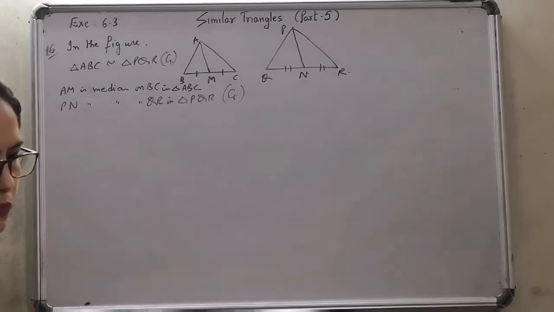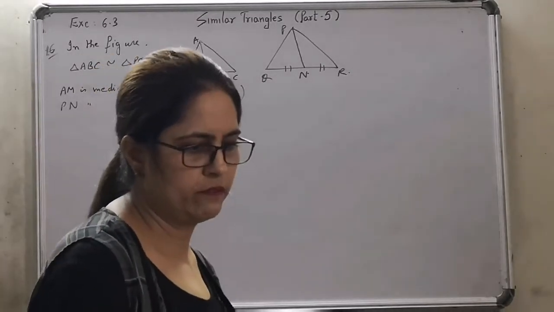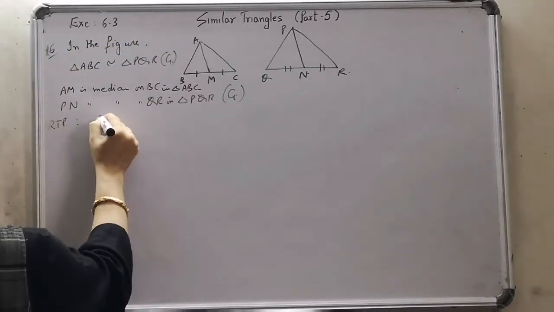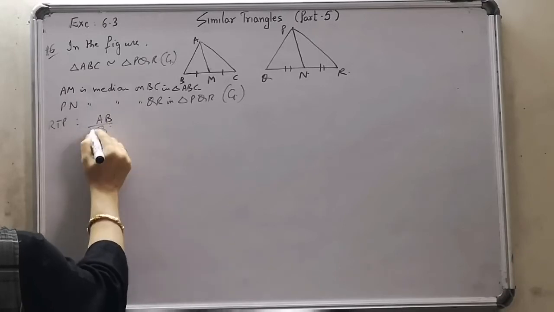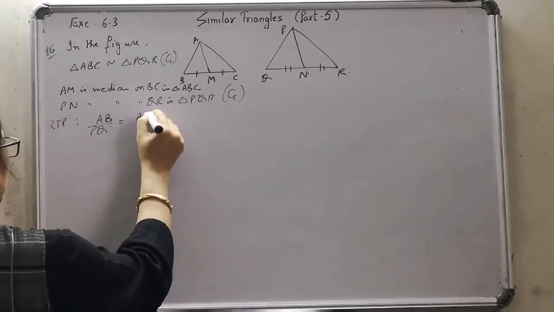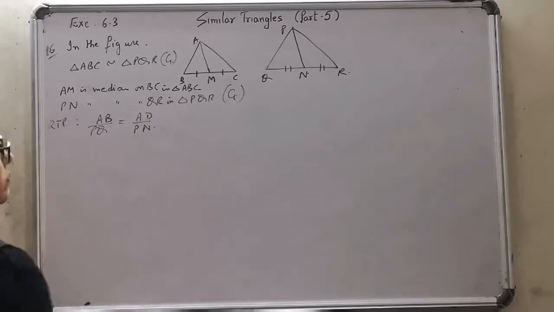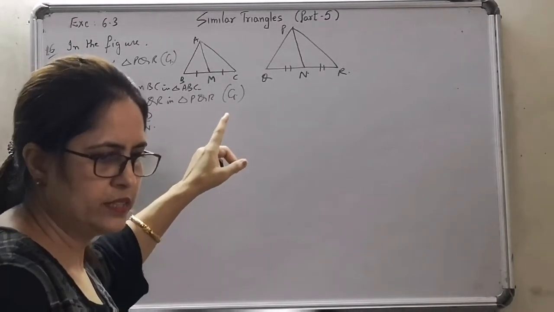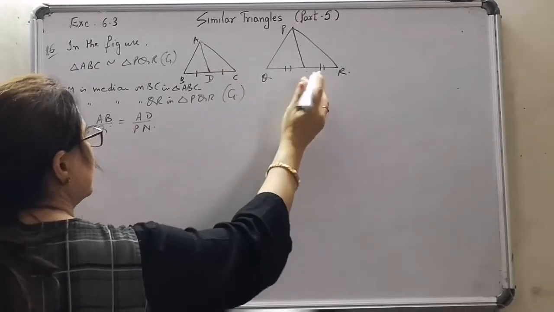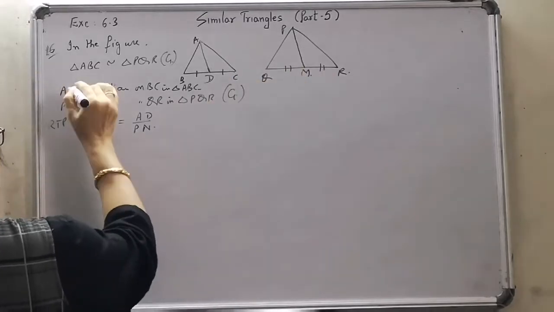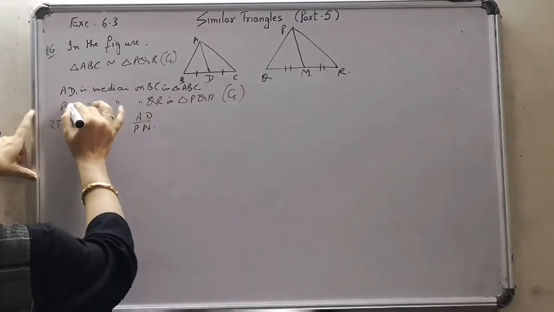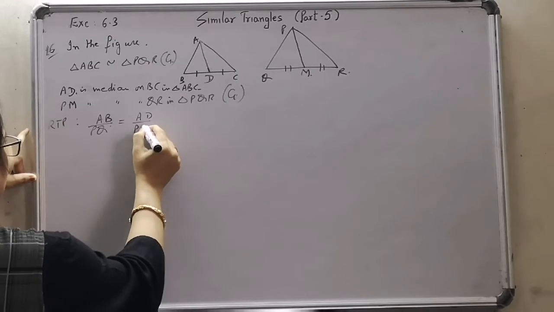Now what is required to prove? Required to prove after this part of the given is AB upon PQ is equal to AD upon PM. I'll just change the names. They have put up the names of the medians as AD and PM. So I'm making a little bit of change over here. This is AD, the median in triangle ABC on BC, and here PM is the median.